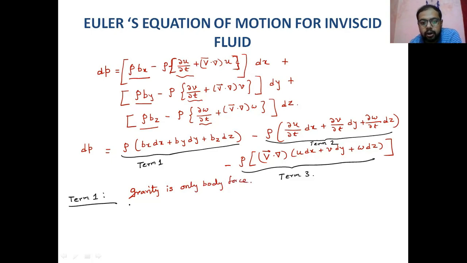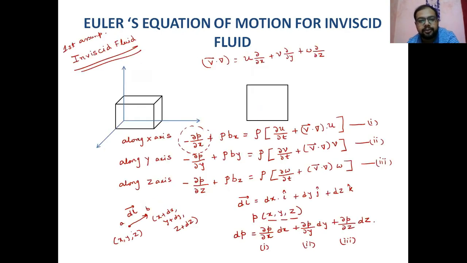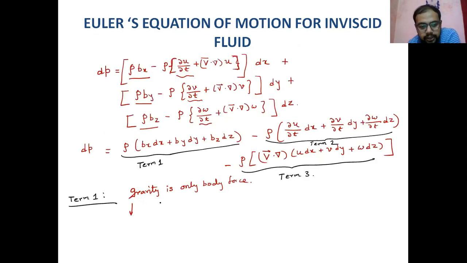So gravity is always acting in the z direction. You see here the gravity force, because it was x, it was y, it was z. Gravity is acting always in the negative z direction, g. So as it is acting in the negative z direction, only bz is minus g, because it is a negative part. And bx is equal to 0, and by is equal to 0. No body force along the x-axis, no body force along the y-axis.